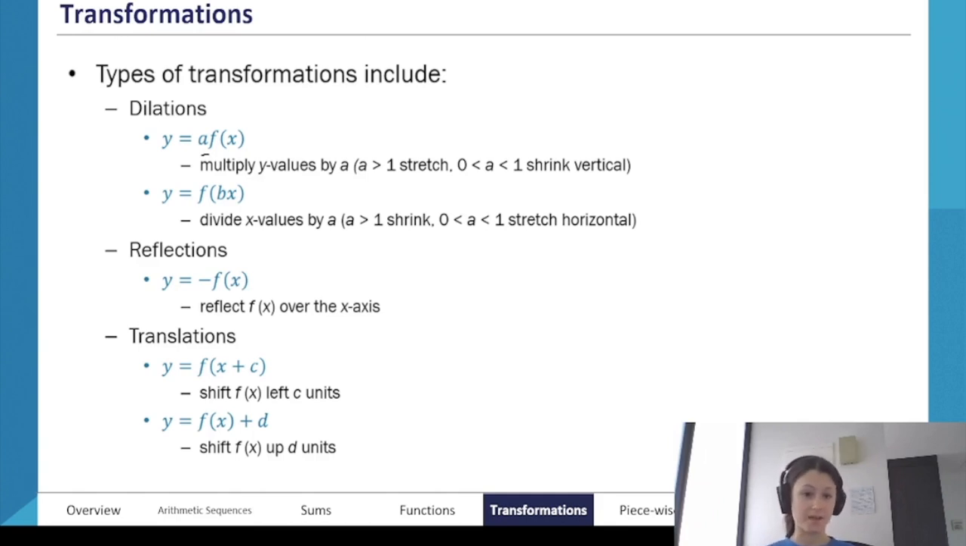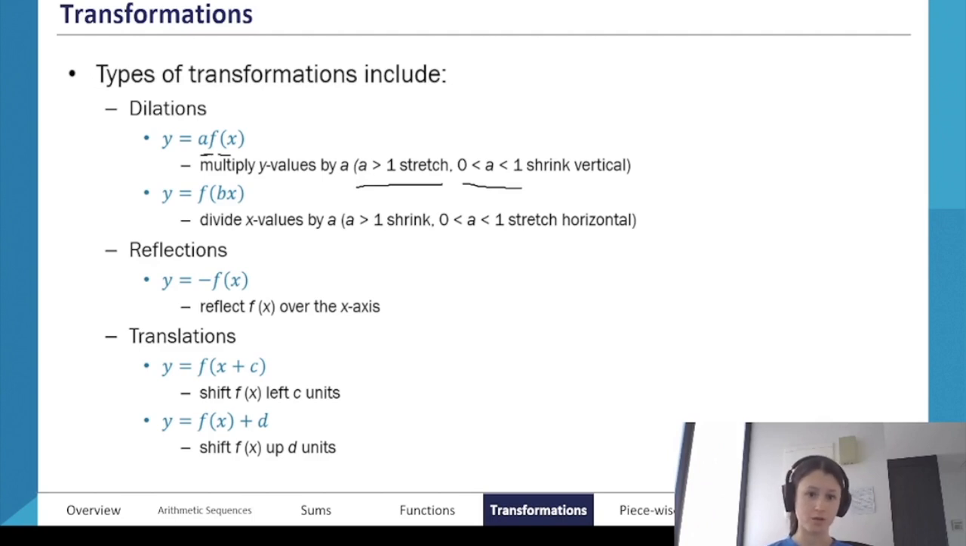But if a is greater than 1, then it's going to stretch it. It's going to make it wider, right? Because for every y value, we're making the x values bigger. And if a is between 0 and 1, we are going to shrink it.